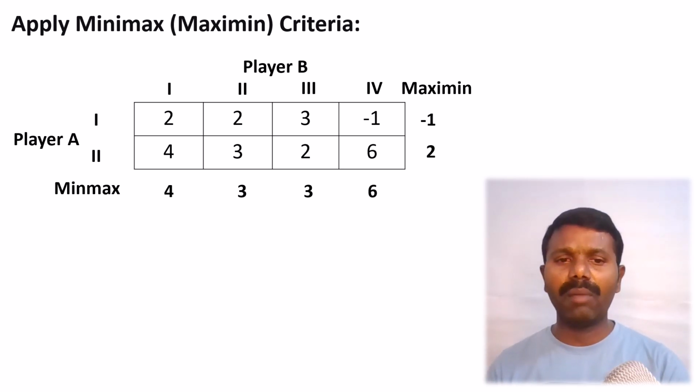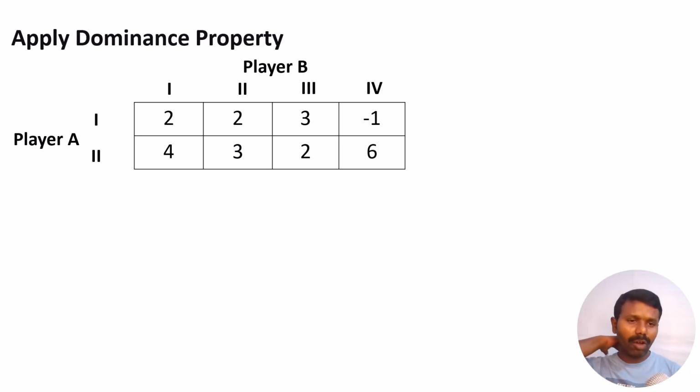So a mixed strategy problem we need to solve by applying the dominance property. So if you apply the dominance property to this 2 by 4 matrix, let us first apply the dominance property to eliminate the rows. Here if you compare the first strategy with the second strategy, the second strategy is dominating the first strategy. But here also the second strategy is dominating the first strategy. But when it comes to the third column, the second strategy is not dominating the first strategy. So that means neither the first nor the second is dominating the other.